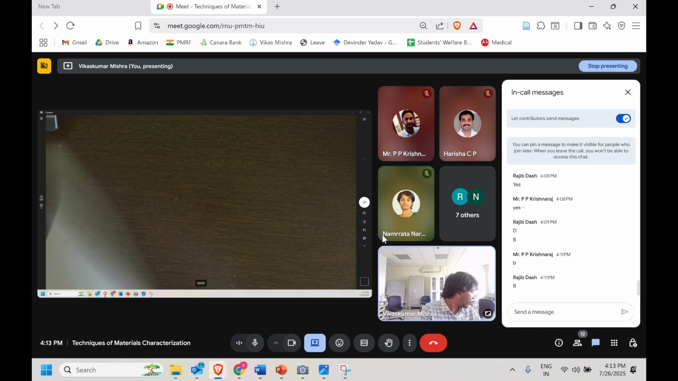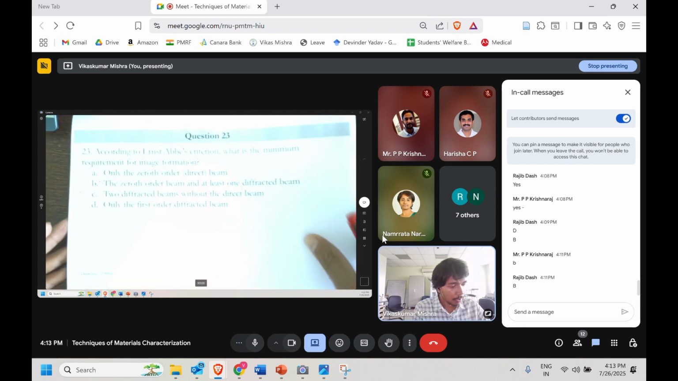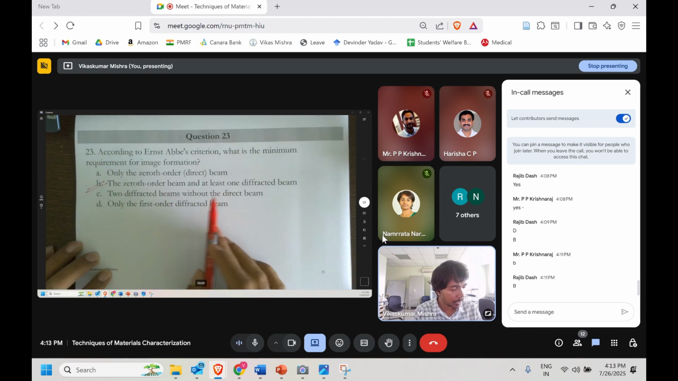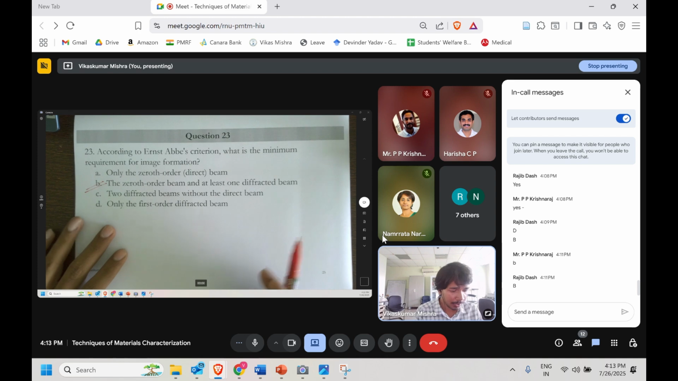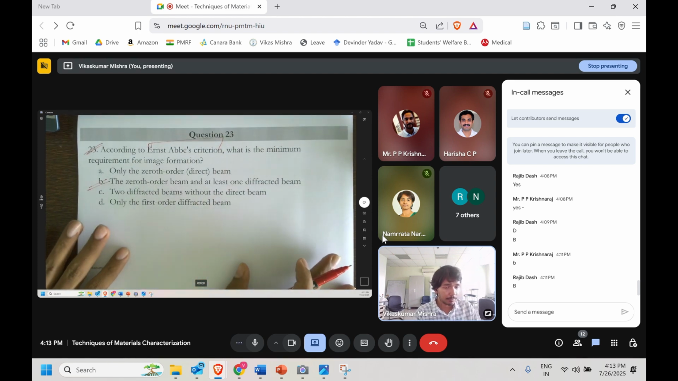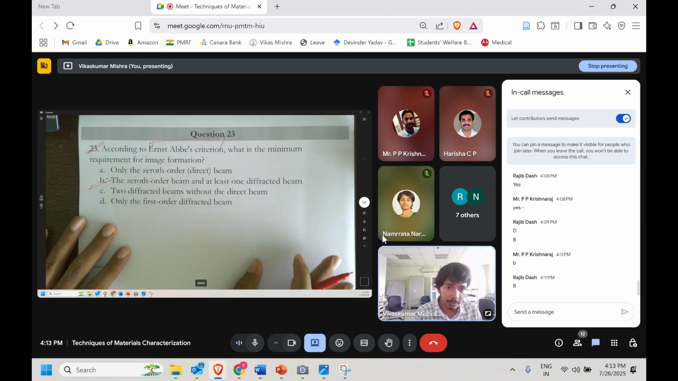Okay, the question is right. So this is the criterion: the zeroth order beam, the transmitted beam, should be there, and at least one diffracted beam should be there. This is the criterion for the formation of the image.